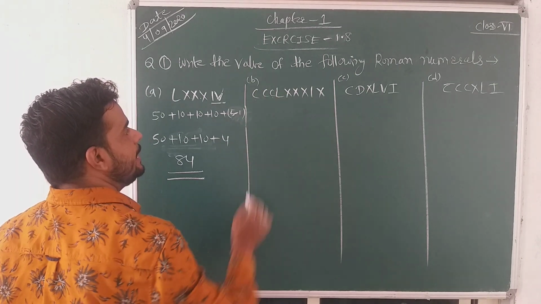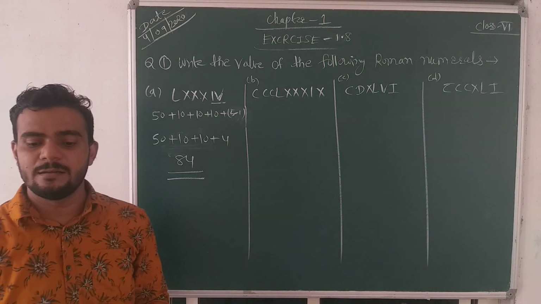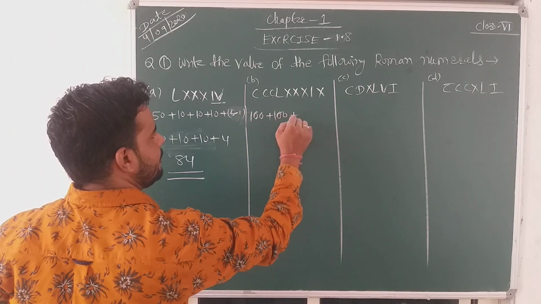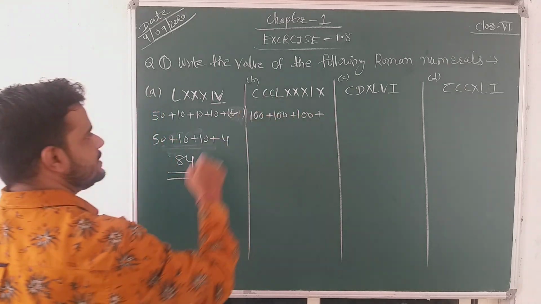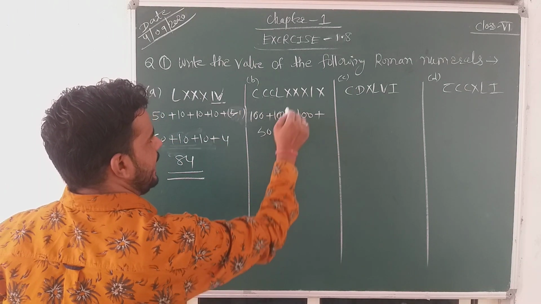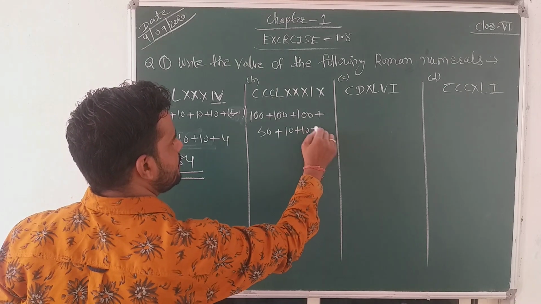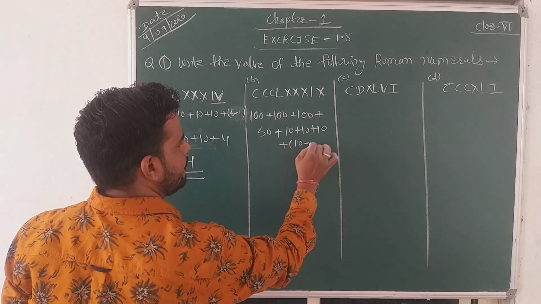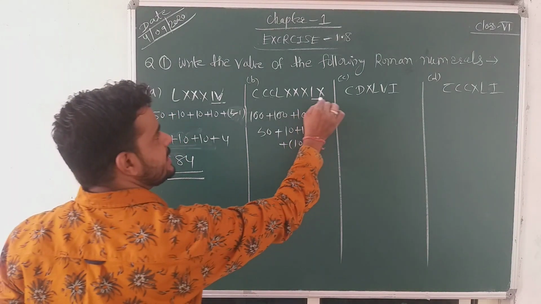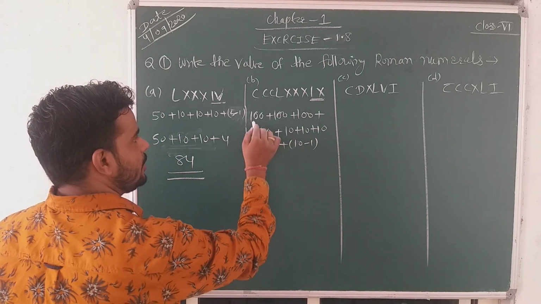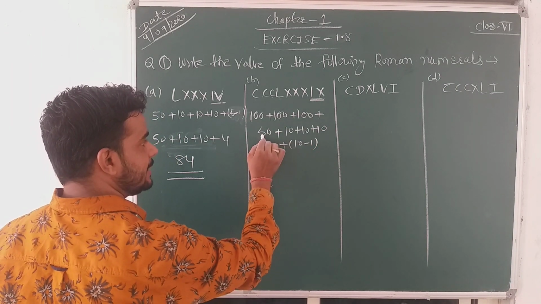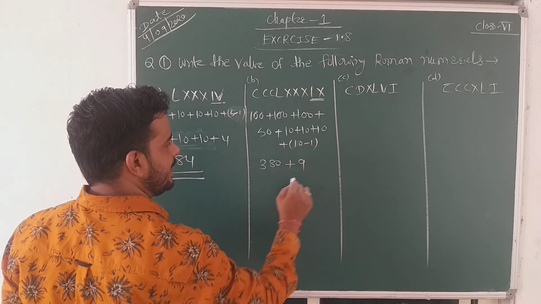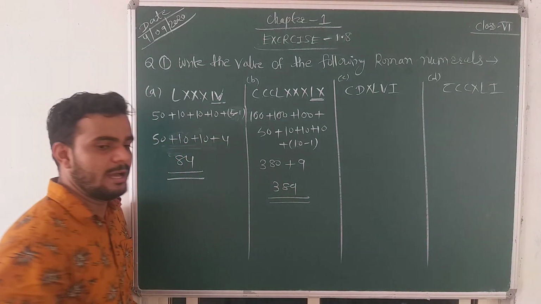Again here C means 100, plus again 100, plus again 100. L means 50, X means 10, plus 10, plus 10, then 1 and X. So plus X means 10 minus 1, or diagonally you can write 9. So 100, 200, 300, 350, 360, 370, 380, and 10 minus 1 is 9, so 389 is your answer.